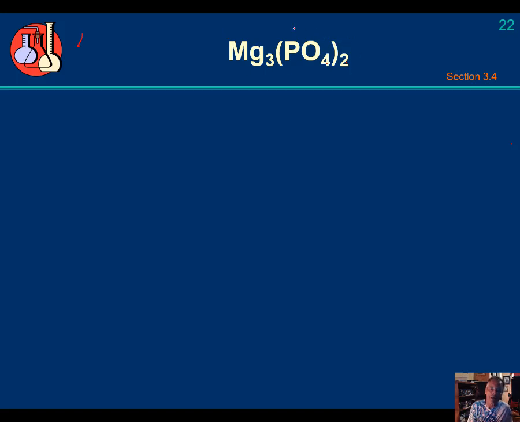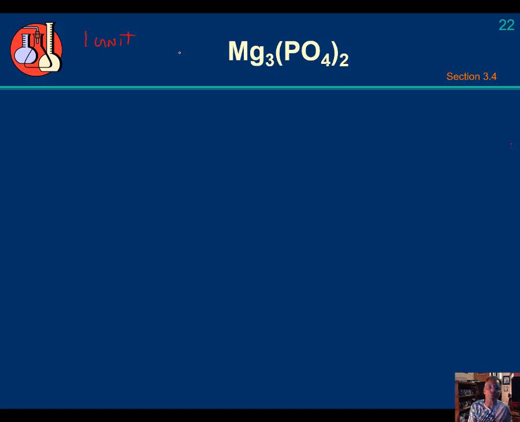Hopefully by now you understand that sometimes I'll use it for ionic compounds. So I'm imagining that I have 1 unit of magnesium phosphate, and all I want to know is how many magnesium ions there are, how many phosphorus atoms there are, and how many oxygen atoms there are, and maybe how many phosphate polyatomic ions there are in 1 unit.